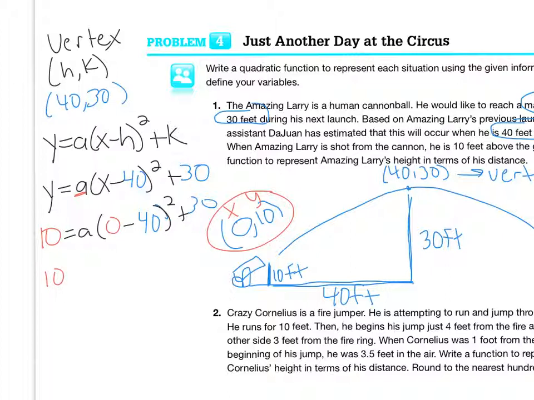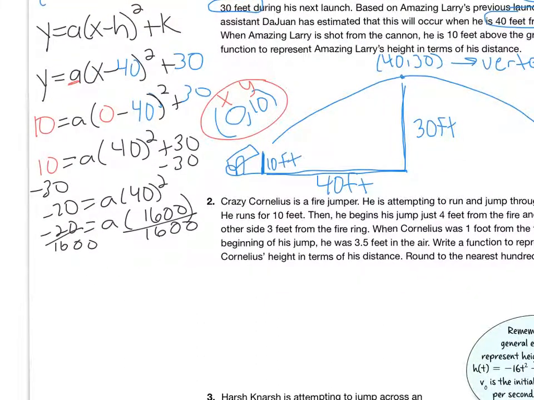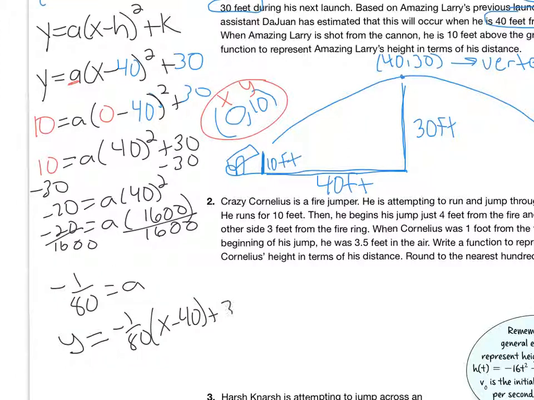So we have 10 equals a times 0 minus 40 is negative 40. When we subtract 30, we have negative 20 equals a times 40 squared, and 40 squared is 1600, and we divide by 1600, and we simplify to negative 1 over 80 equals a. So now we can write our equation. Y equals, our a is negative 1 over 80, x minus 40 squared plus 30.